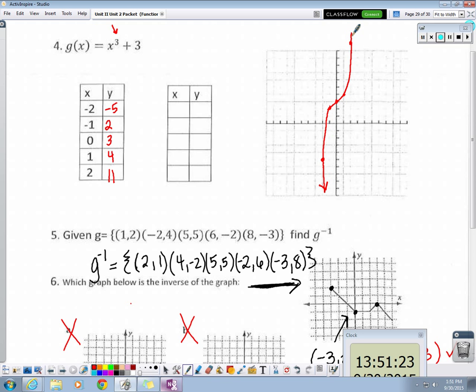Okay, so now we're going to graph the inverse of that. So what do I need to do first? Switch the x's and the y's, so it would be -5, -2, 2, -1, 3, 0, 4, 1, and 11, 2. So left 5, down 2, 2, -1, 3, 0, 4, 1, and then 11, 2. Okay, so still the same type of function, a cubic function, which makes a snake-looking graph, but the inverse looks like that. Now, are both the original and the inverse functions?